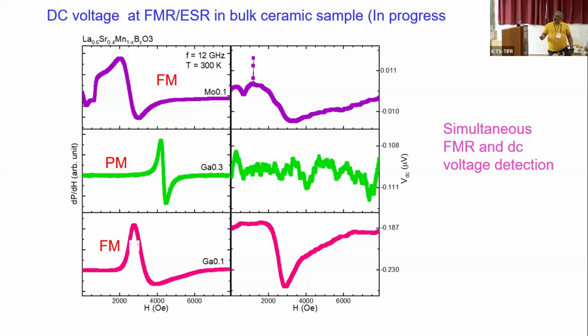We have the bulk sample here, lanthanum strontium manganate or something. So this is the dP by dH. What we measure in the bulk sample itself is the voltage. And at least not for all samples, but for one sample very clearly, there's a ferromagnetic resonance here. And then the DC voltage shows a clear anomaly at the same magnetic field where the peak occurs. So this is like the inverse spin-Hall effect in a bulk ceramic material. Okay, we haven't understood yet what really causes this.